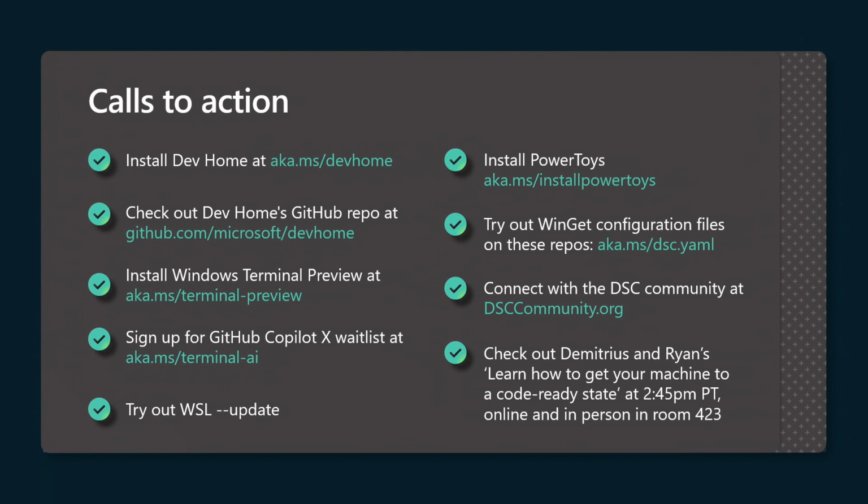Don't forget to sign up for the GitHub Copilot X waitlist so that you can get access to that terminal and AI integration as soon as that's available. Last but not least, we'd encourage you to go check out Winget configuration. We've got some files already available for you to go check out today. And we'd encourage you to connect with the DSC community, or desired state configuration community. And don't forget to check out Demetrius and Ryan's talk at 2:45, which will be all about how to create a configuration file, how it works, and all of those nitty-gritty details that I know you love.